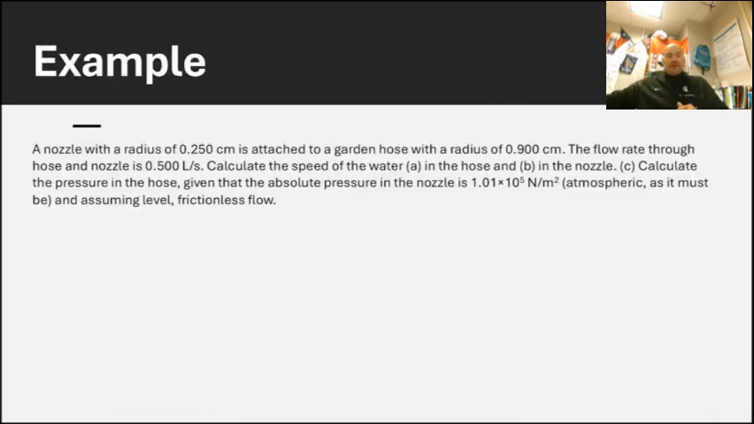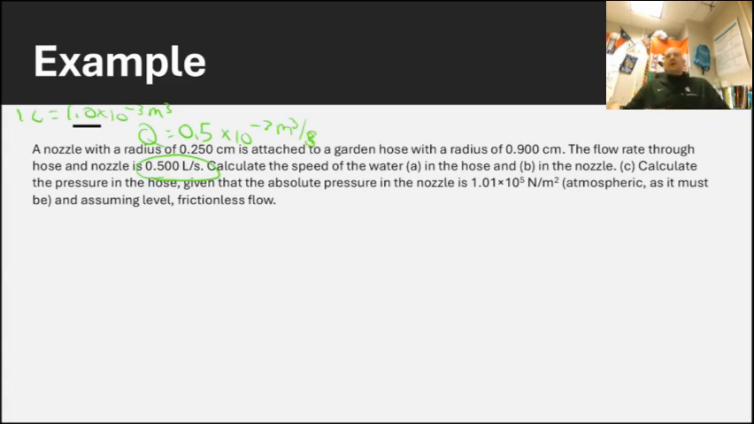All right, so here we have the classic thumb over the nozzle, right? You have a nozzle with a radius of 0.250 centimeters attached to a garden hose with a radius of 0.90 centimeters. The flow rate through the hose and nozzle is 0.50 liters per second. So this is our Q, but we need this in cubic meters per second. Remember, 1 liter is 1.0 times 10 to the negative 3 cubic meters. So that just makes this 0.5 times 10 to the negative 3 cubic meters per second.